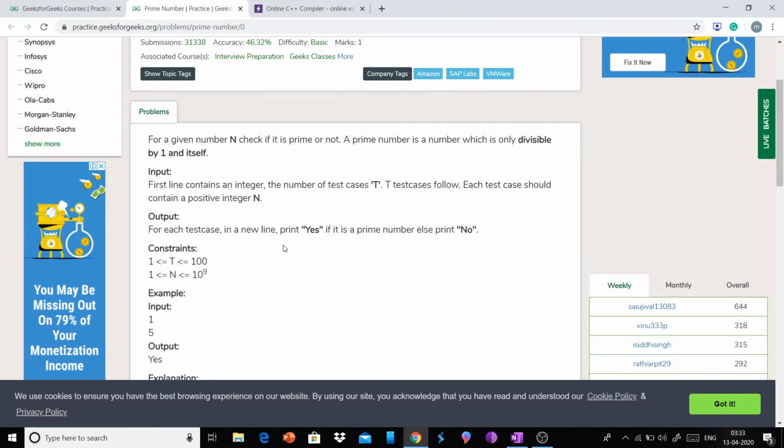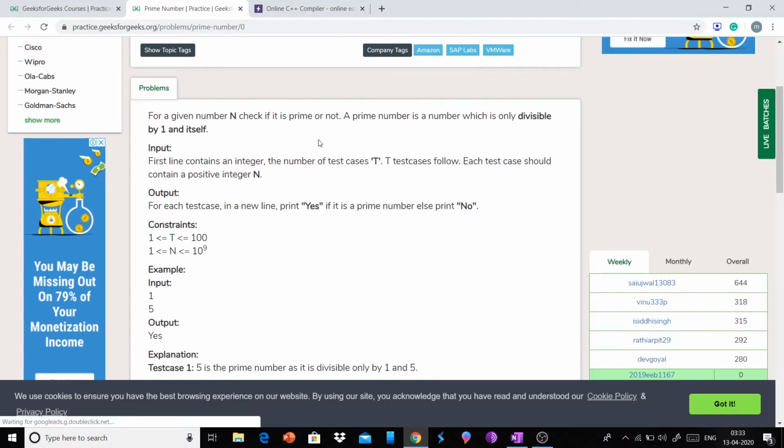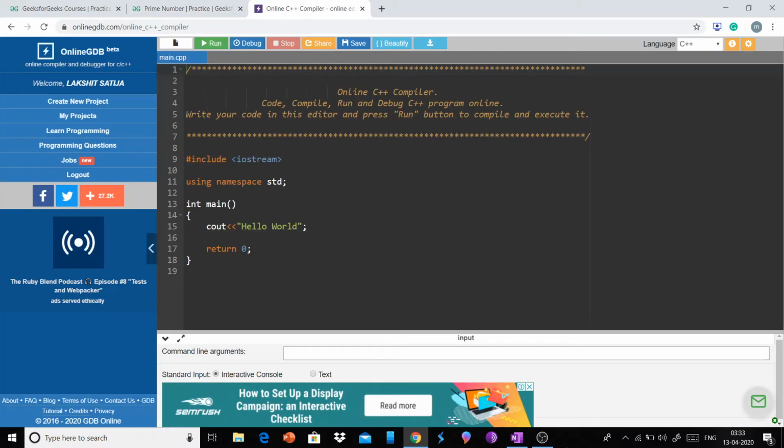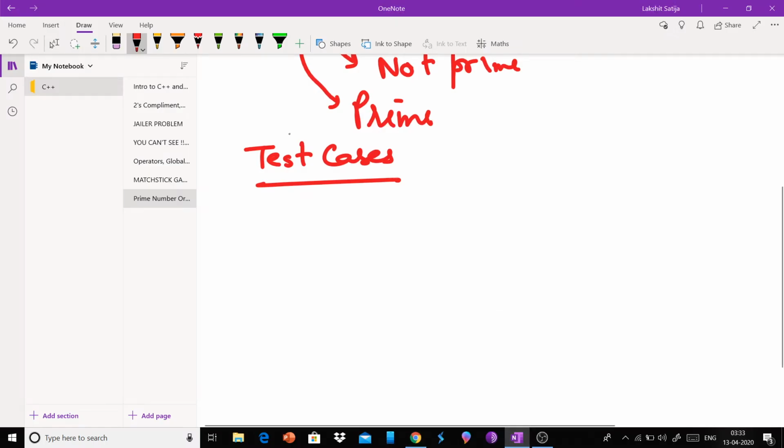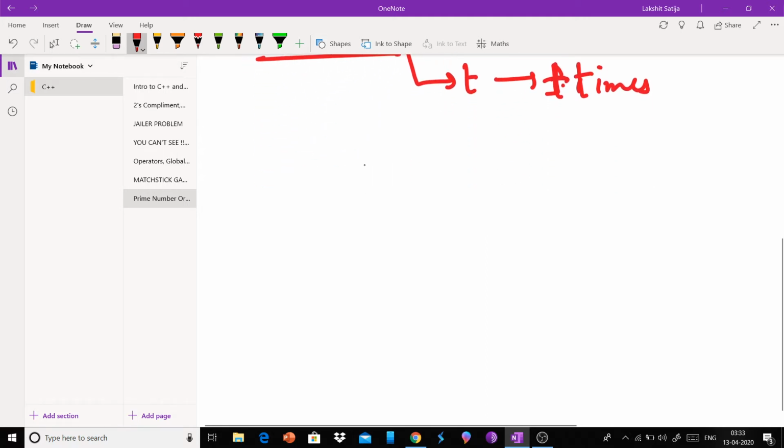So what do you think test cases are? Let me discuss. Test cases means that the program should run multiple times. Let's suppose the number of test cases is equal to t. So the program should run t times, right? Suppose you made a program. Suppose this is our program.